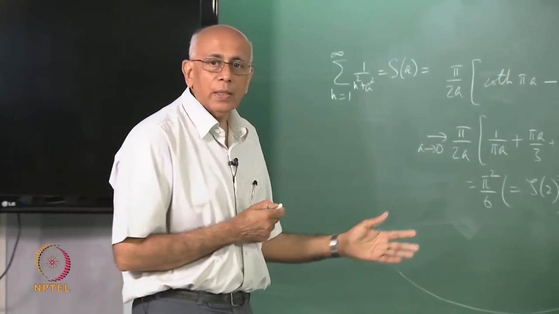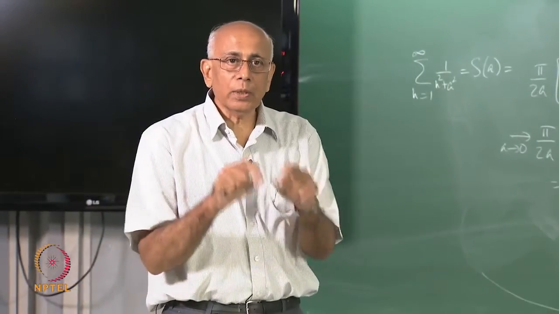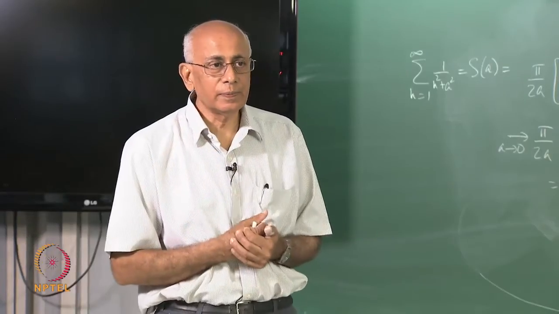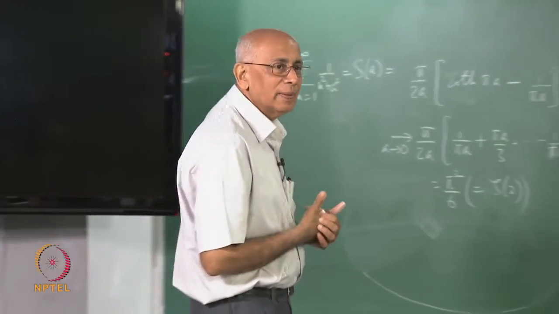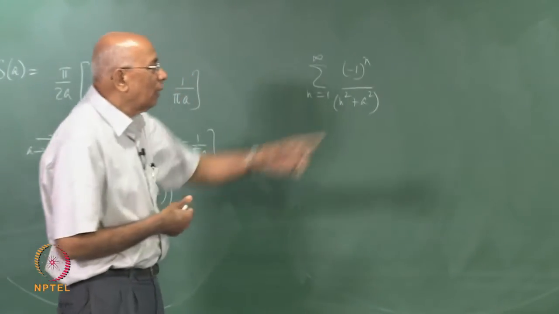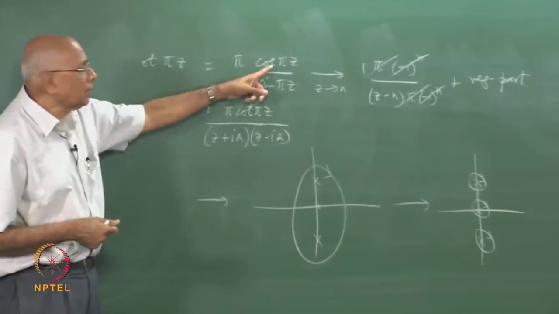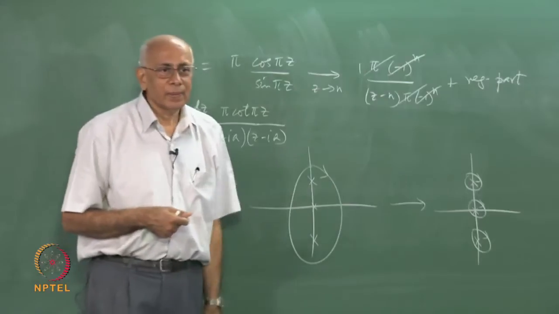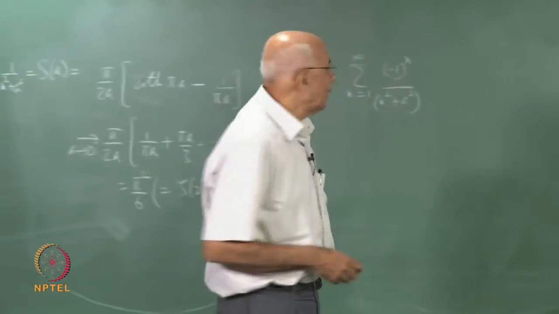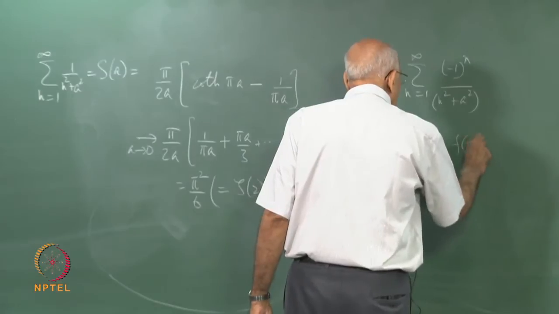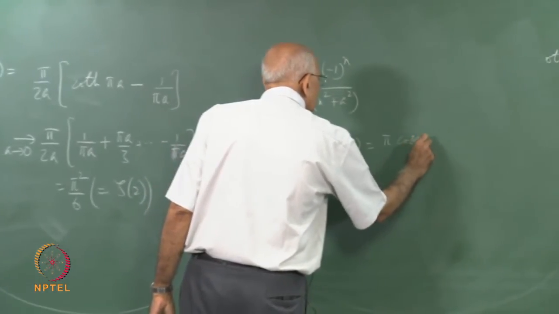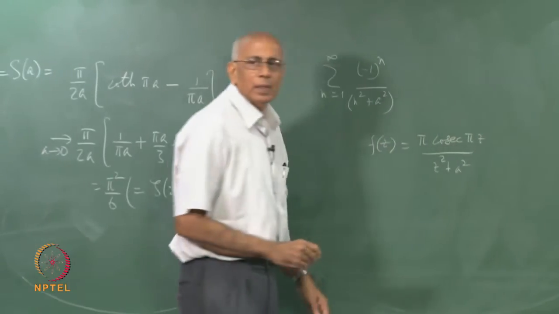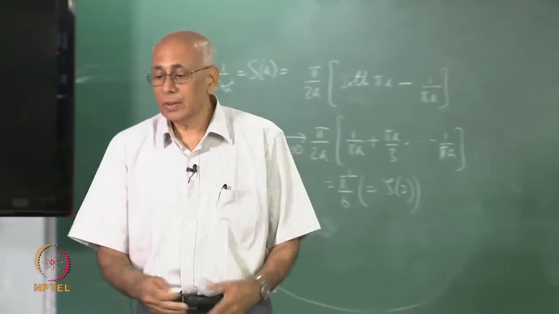Clearly the way to do this is to look for an analytic function which has poles at all the integers, but the residue at each pole is not 1 but minus 1 to the power n. And what would that be? Well, we had cosine over sine. You notice the role of this cosine was to get rid of this minus 1 to the power n in the sine. So leave it out, and now you consider f of z equal to pi cosecant pi z over z squared plus a squared. Consider that function instead and do the same thing as before.